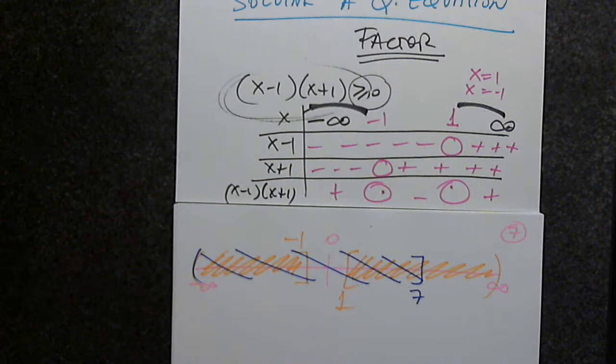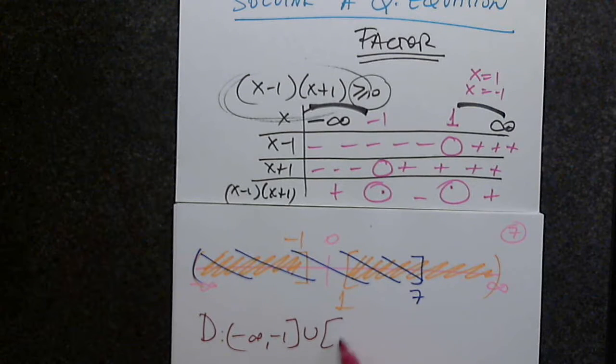And now I want both colors. I want the orange and blue at the same time. Why? Because the domain of this function exists only when both exist. Both exist where I see both colors, where I see blue and orange at the same time. And that would be the domain of this function. Ready? Negative infinity to negative 1, union, 1 to 7.